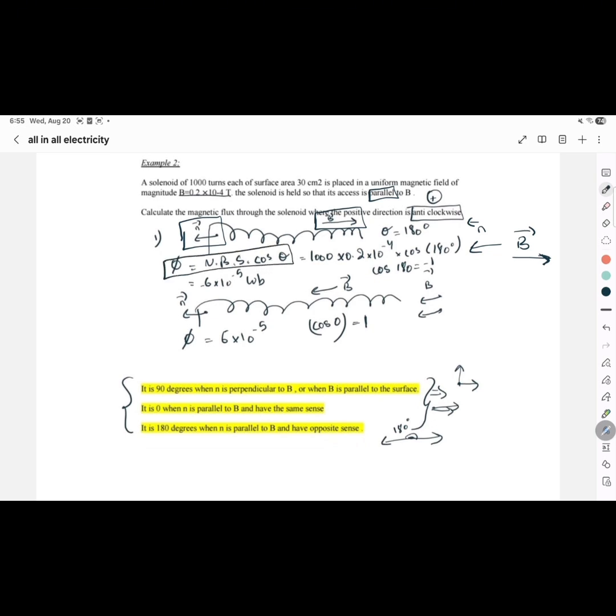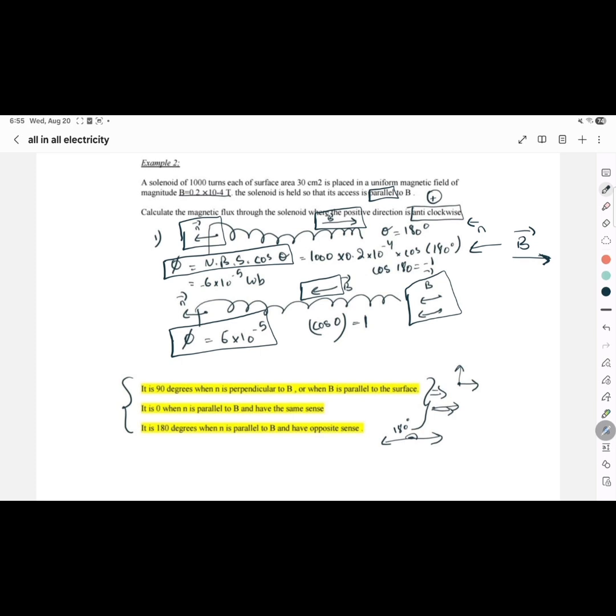And we apply the formula. But if they needed the answer in positive, then we consider that the magnetic field is going in the other direction, so it's parallel with B. So it's cosine 0. And in this case here, they told us that it is parallel to B, so the angle between them is 0. So we're gonna have a positive answer.